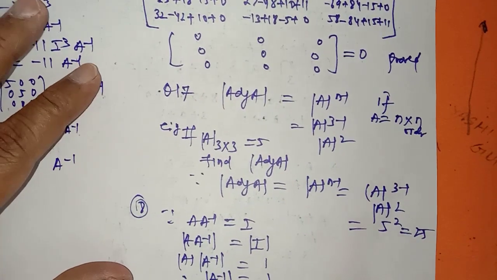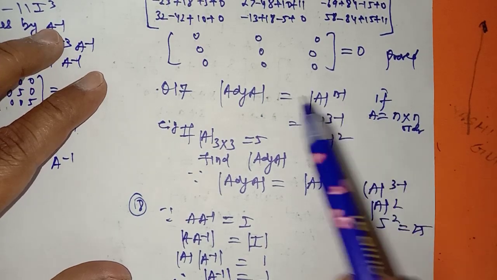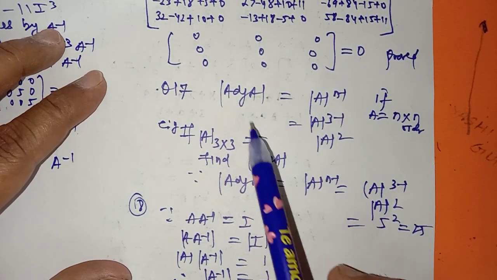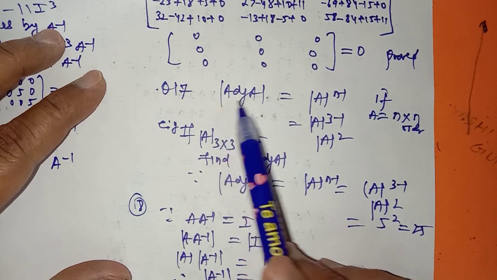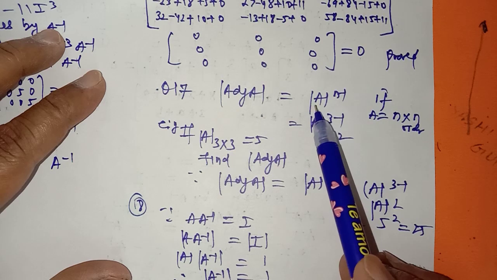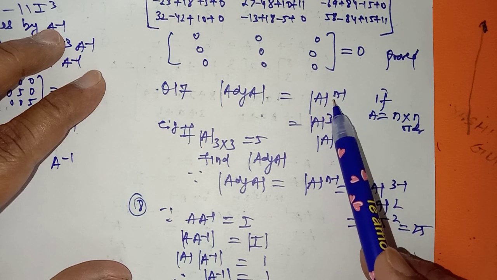Now in question number 17, you have to learn this formula. The determinant of adjoint A is equal to determinant of A raised to the power n minus 1. Now what is n? n will be given in the question, which will be the order of the given matrix.